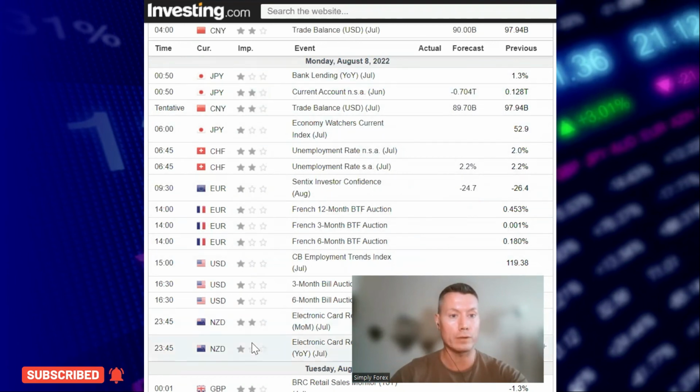As you can see, no 3-star ratings. The unemployment rate coming out of the Swiss franc at 6:45 London GMT is a 2-star rating, but this could move the Swiss franc. But other than that, guys, you are free to trade today. There's no real news to speak of.